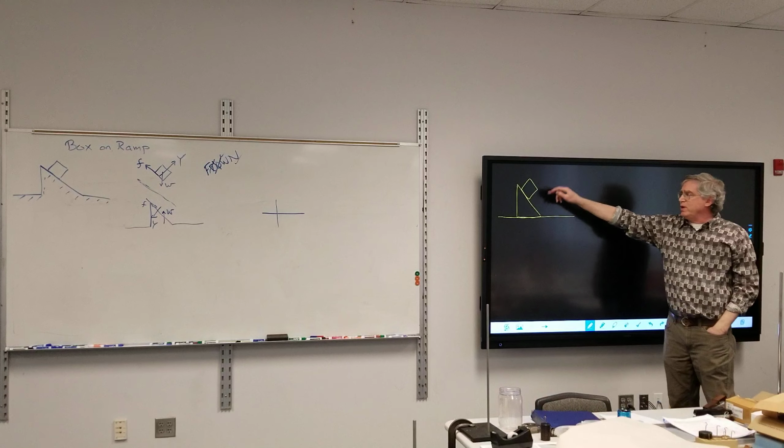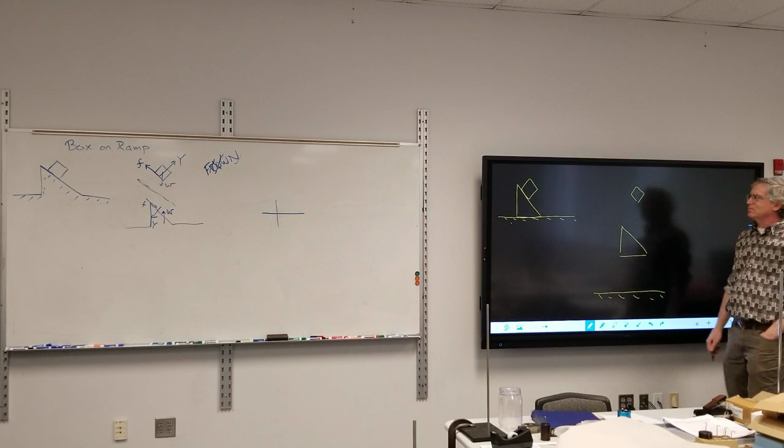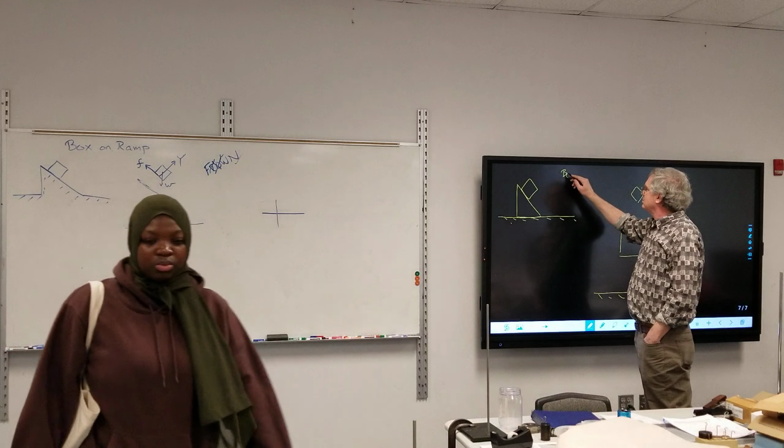So I've got three objects here. I assume the ground is fixed. I have my box, I have my ramp, and I have the ground. So this is called box on ramp, ramp not attached, or box on ramp on ground.